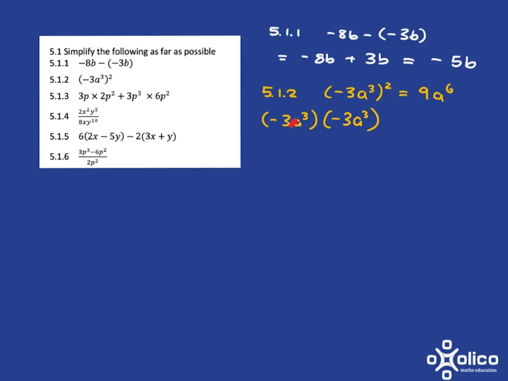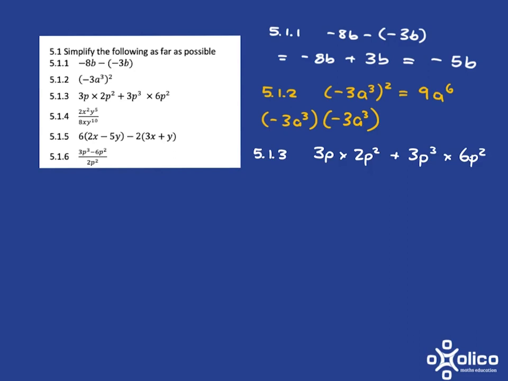Here you've got a cubed, which is a times a times a, so 3 a's multiplied together. And then you've got another 3 a's multiplied together. And so in total, you've got 6 a's multiplied together. So the little saying, if in doubt, write it out, is very useful for exponents.